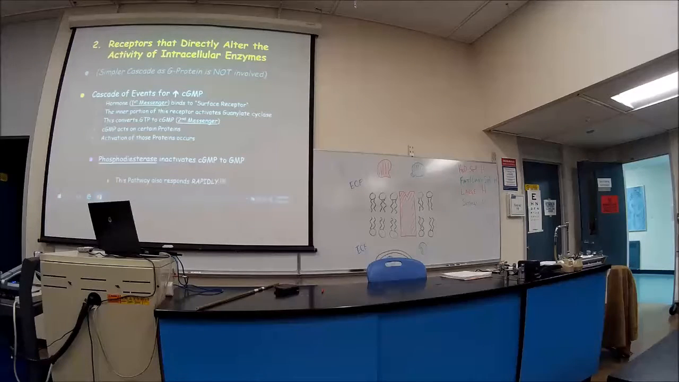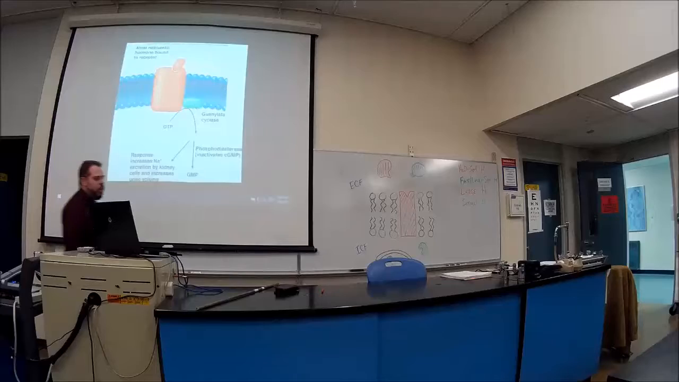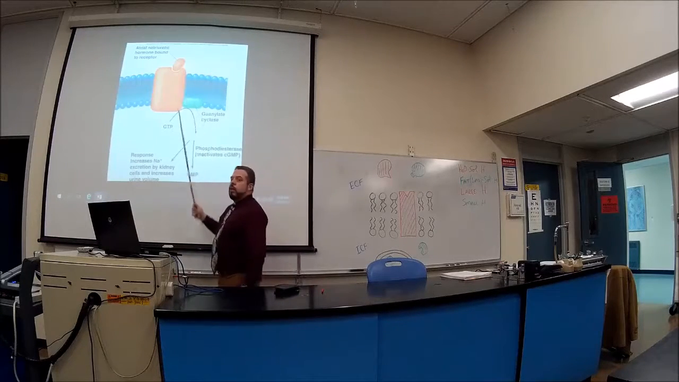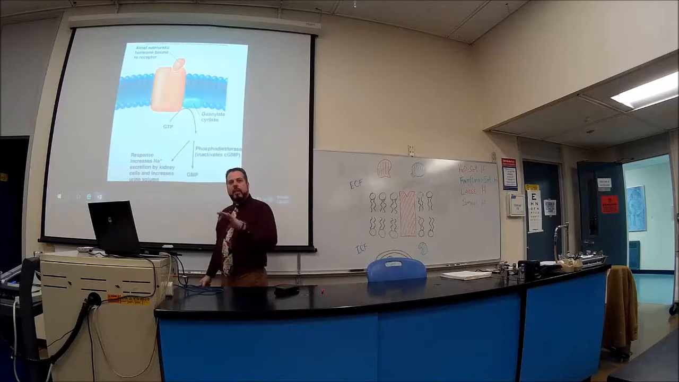And this is also very rapid, because it's a whole cascade, the way I kind of showed you, push this button and it kind of tells other things what to do. So it's basically this. There's no G protein. So now I have the G protein being the connection between the adenylate cyclase and the receptor.